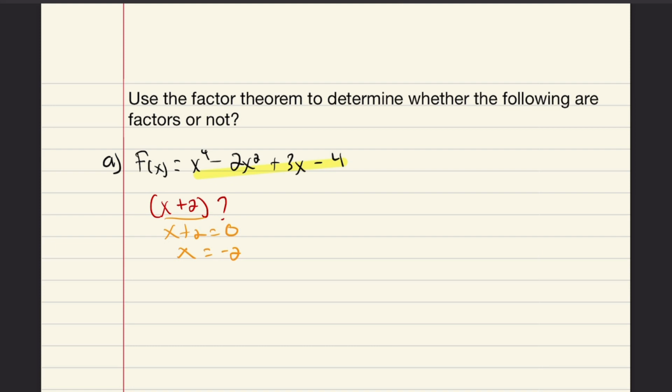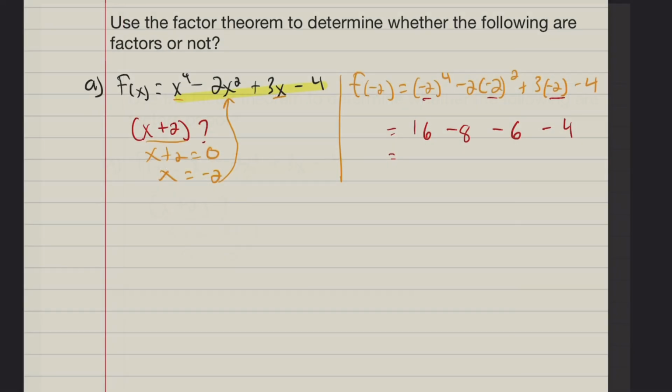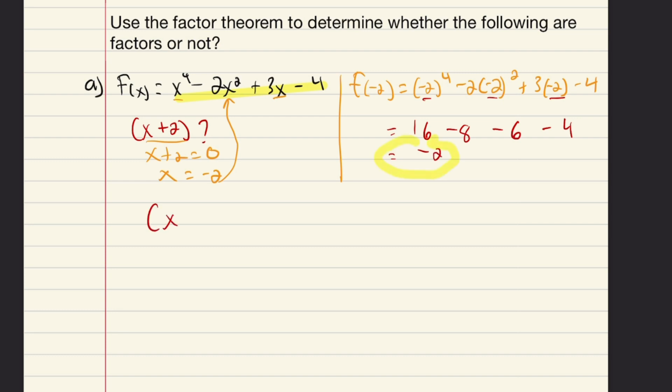All we've got to do then is plug in this value wherever the x's are and see if it equals 0. So we plug negative 2 into our original polynomial, and we end up getting a value of negative 2. And so in this case, x plus 2 is not a factor.